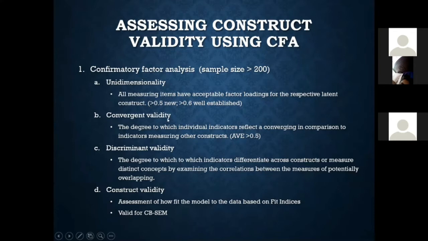So the convergent validity can be calculated using average variance extracted, AVE. The AVE must be more than 0.5. You can also look at the discriminant validity, the degree to which indicators differentiate across constructs or measure distinct concepts by examining the correlation between the measures of potential overlapping. So this one is discriminant validity.